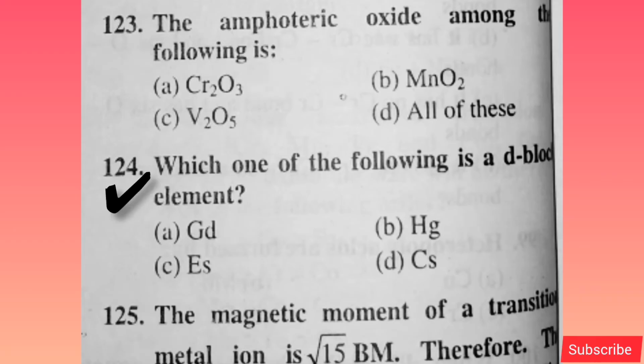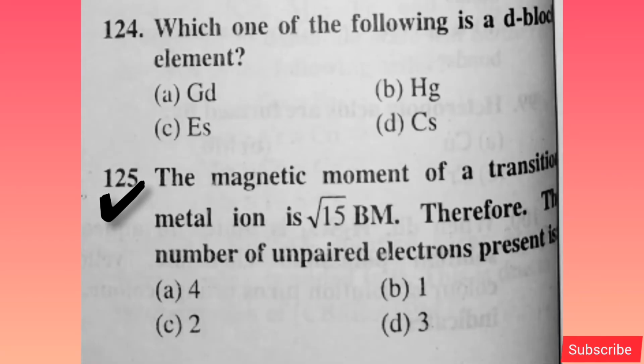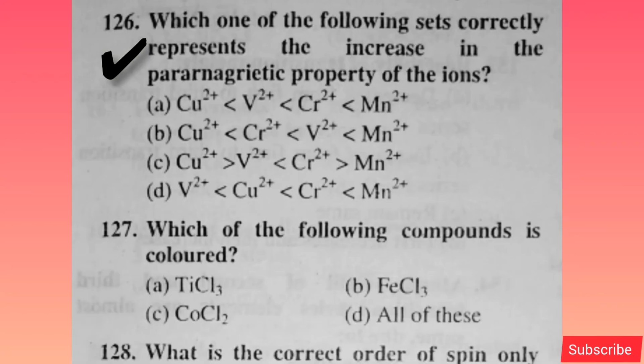Option A is correct. Which one of the following is a d block element? Option B is correct. The magnetic moment of a transition metal ion is under root 15 BM. Therefore, the number of unpaired electrons present is. Option D is correct. Which one of the following sets correctly represents the increase in the paramagnetic property of the ion?